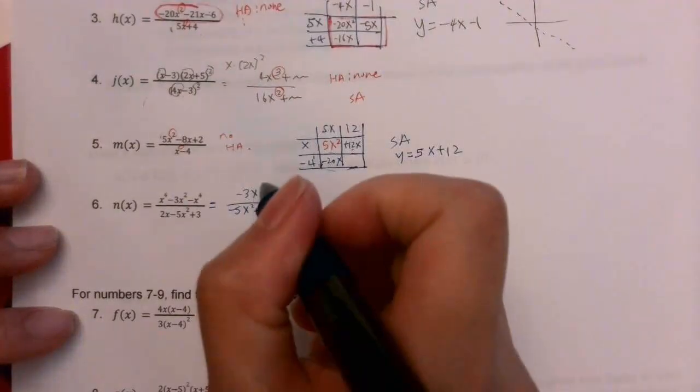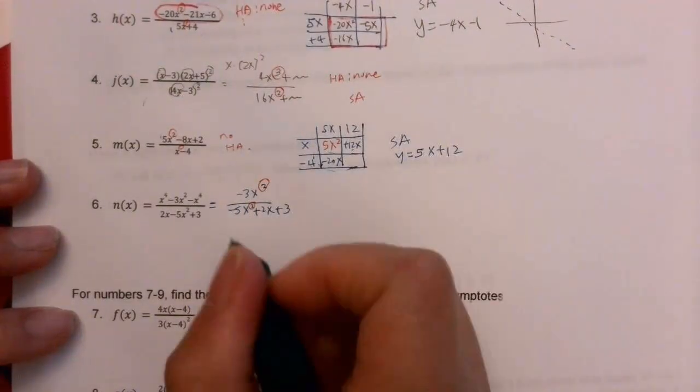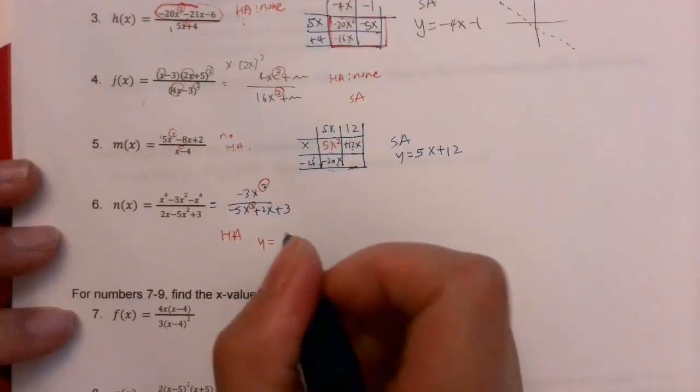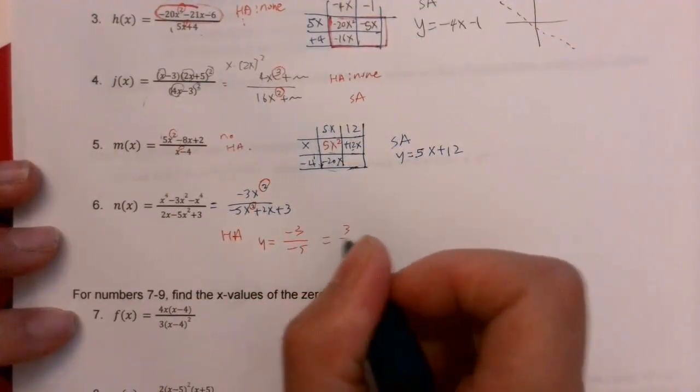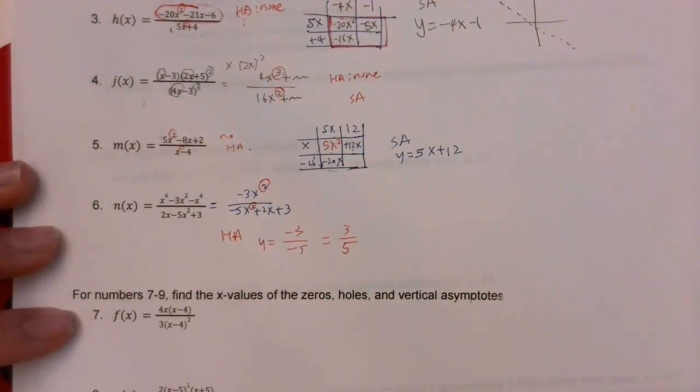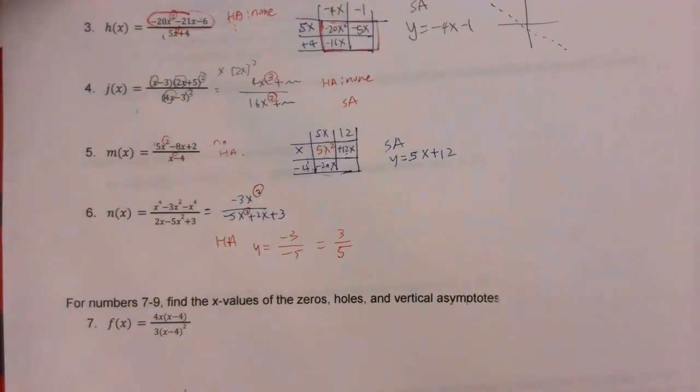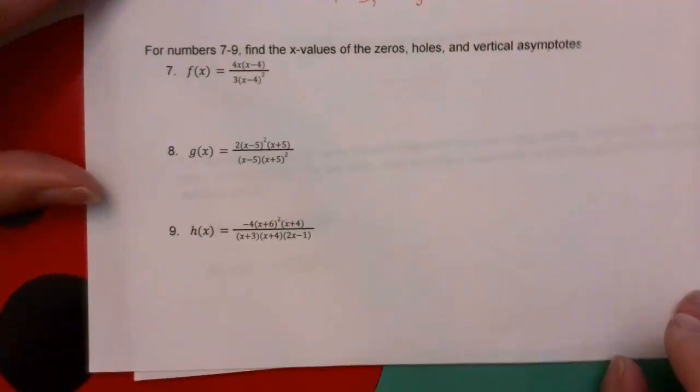All right, degree of the top is 2, degree of the bottom is 2. Same degree, so the horizontal asymptote is y is equal to leading coefficient over leading coefficient. Folks, that is y is equal to 3/5. Okay? All right, let's keep it going. Numbers 7 through 9: find the x variable, zero, hole, and the vertical asymptote.